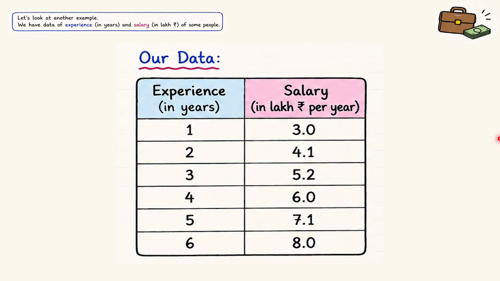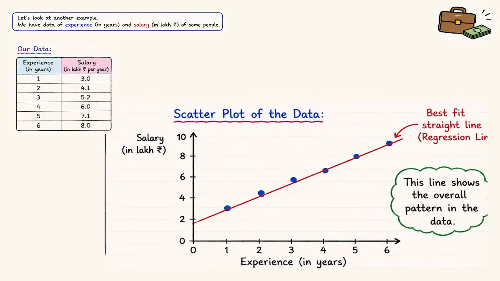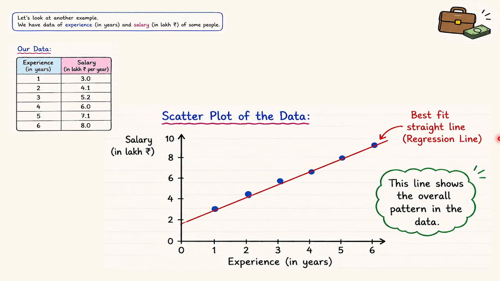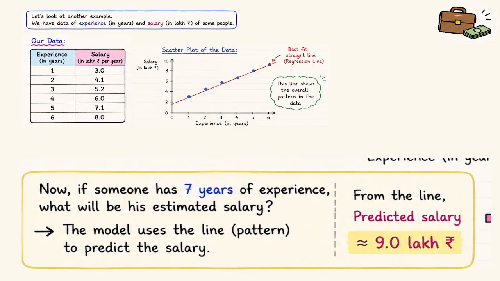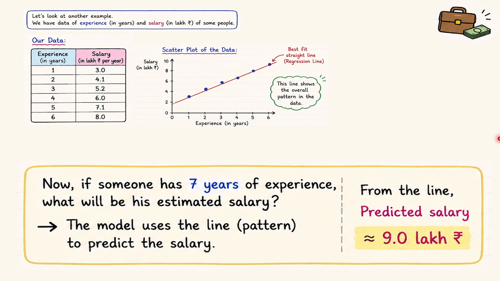From this data, a graph can be created. So through this graph, we can find a straight line, that is the best fit straight line, right? And based on this line and the relationship learned from the data, we can make a future prediction. So suppose we ask, if a person has 7 years of experience, what could their salary be? So for this simple example, suppose the model predicts approximately 9 lakh rupees per year. So the model has predicted a salary of approximately 9 lakh rupees.